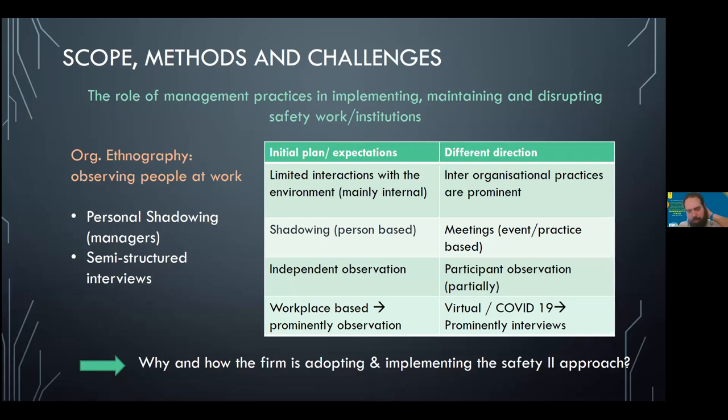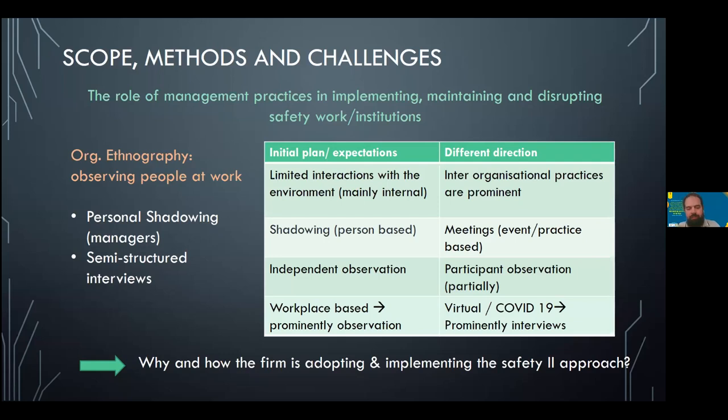That was the main method that I had at the beginning, in the plan. I would follow the managers wherever they go, to see how they interact, how they go about their day-to-day activities, and their interactions with people inside the organization and people outside the organization. Semi-structured interviews were actually the secondary method. So the main method was observing them, and the secondary method was interviews.